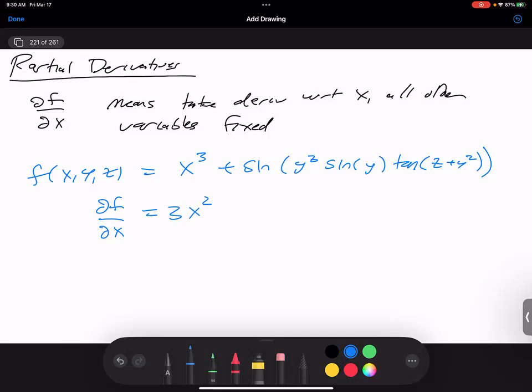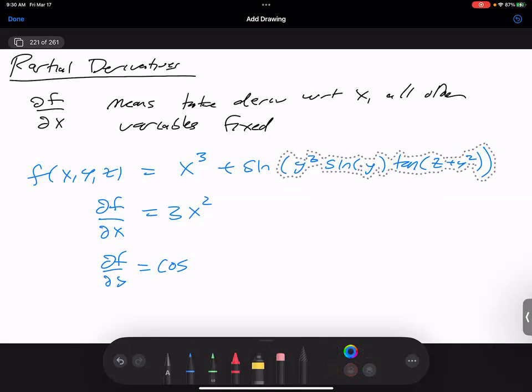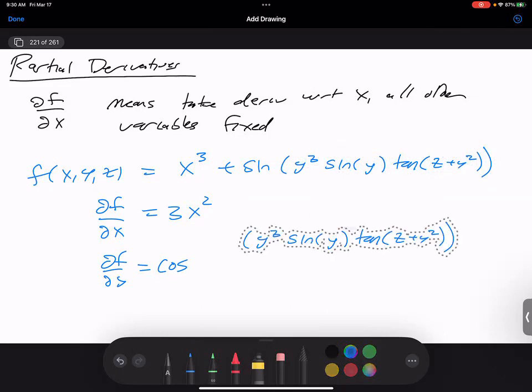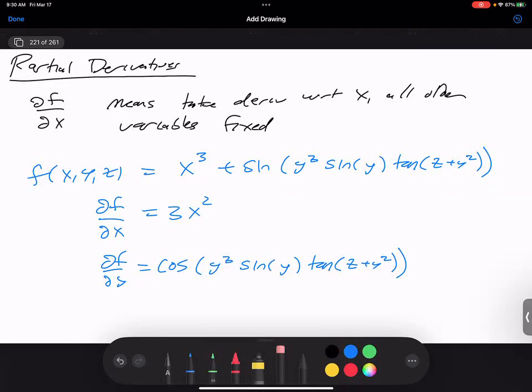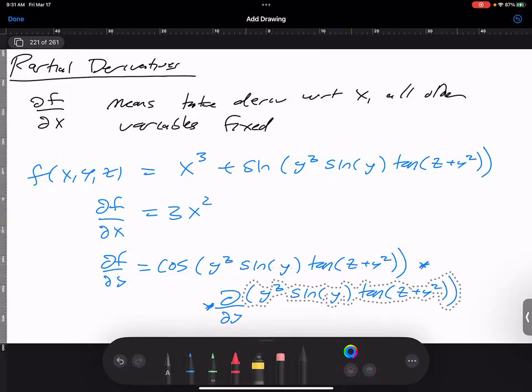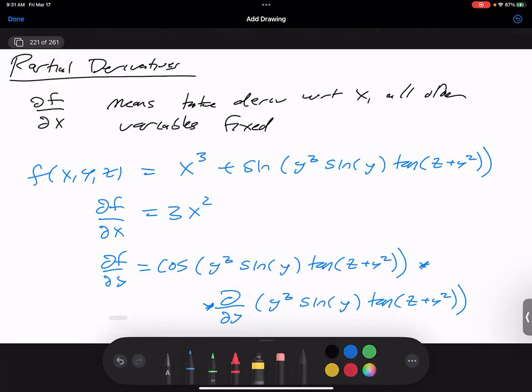Now, if I wanted to calculate df/dy, could I do it? Of course. What would be the derivative of x cubed with respect to y? 0. And then I would have to take the derivative of the sine, and so I would have to start using the chain rule. So I would get df/dy, okay, the derivative of sine is going to be cosine. So I would have the cosine of that quantity, right? Then I would have to multiply by the derivative of that quantity, so I'll write it as d by dy of this quantity. And then I would just keep going.